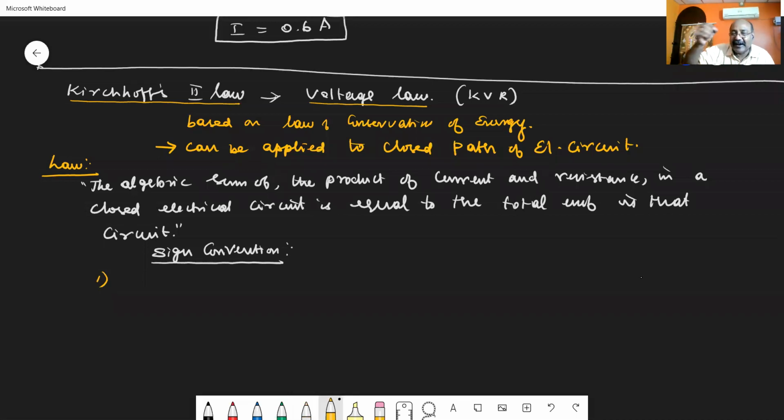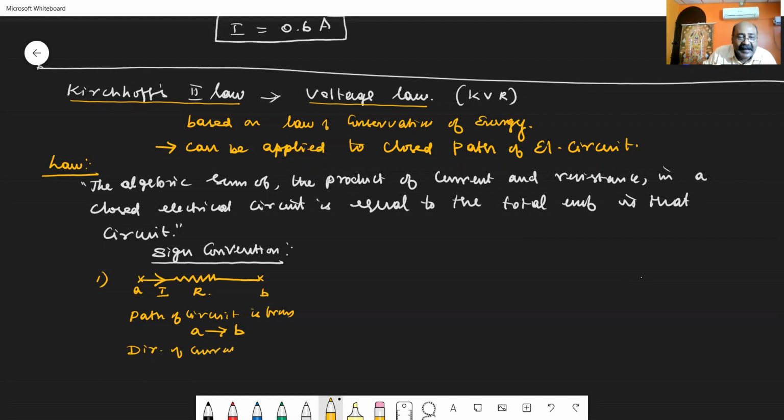What do you mean by that? For example, I am taking a circuit. See, this end is taken to be A and this end I am taking as B. In between, I am having a resistance. So current is flowing in this direction. The current is taken to be I. This resistance is taken to be R. The path of the circuit is from A to B. I am considering the path of the circuit as A to B. Look at the diagram. In this diagram, what is the direction of current? Direction of current is also from A to B.